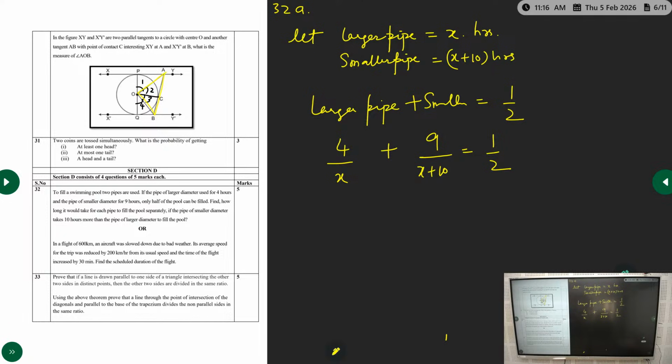Tell me what will be the quadratic equation. x square minus... Yes, correct. x square minus 16x minus 80 equal to 0. Mark it as Roman number 1. Everybody, that one you should solve by yourself. I am not going to solve that.